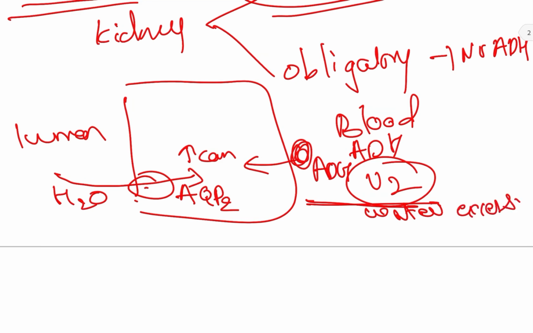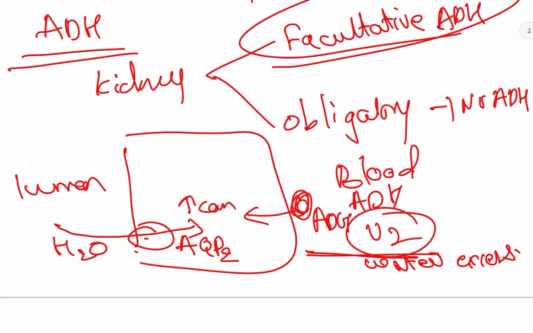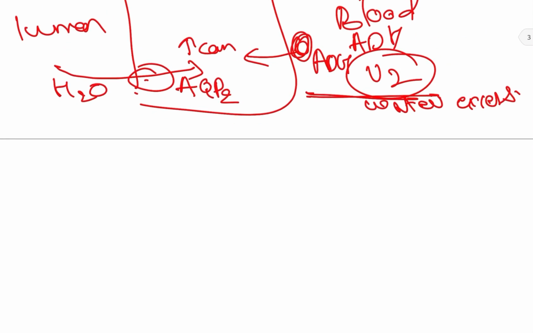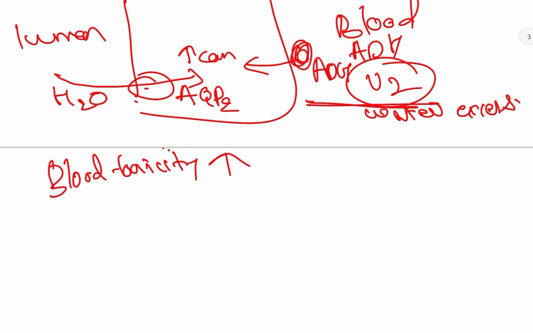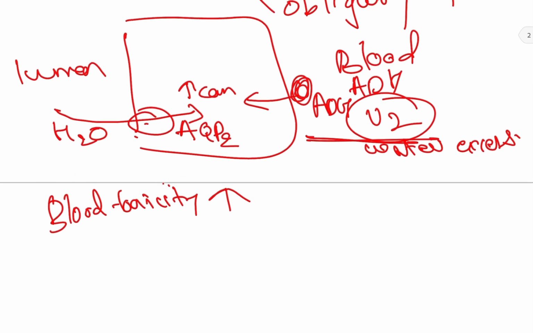Now, ADH is only secreted when the tonicity, that is blood tonicity, increases. That means the patient is dehydrated, as a result of which ADH is secreted. ADH acts on the ADH receptor here and absorbs water so that dehydration is corrected. This is a normal response in our body.